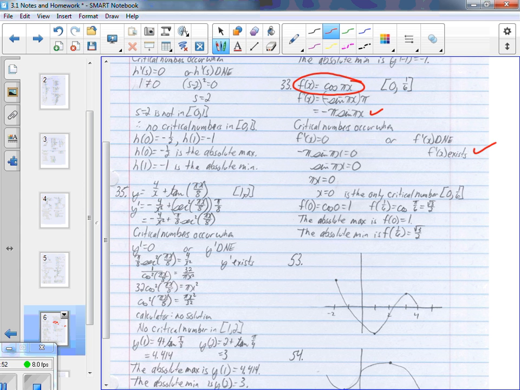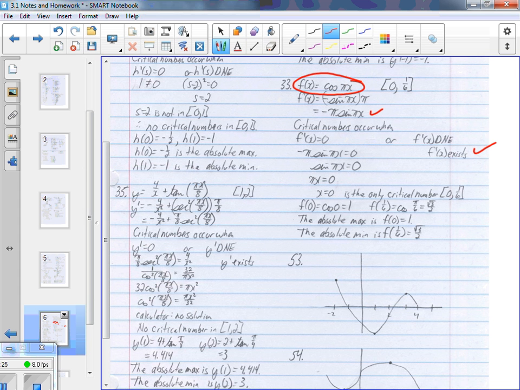Because radical 3 over 2, square root of 3 is smaller than 2, right? Square root of 4 is 2, so square root of 3 is a little bit smaller than 2. Well, something smaller than 2 over 2 is something smaller than 1, so I know that 1's bigger than it. So even without using a calculator or anything else, I know that 1's the bigger one and radical 3 over 2 is the smaller one. So the absolute max is f of 0 equals 1. The absolute min, f of 1/6 equals radical 3 over 2.